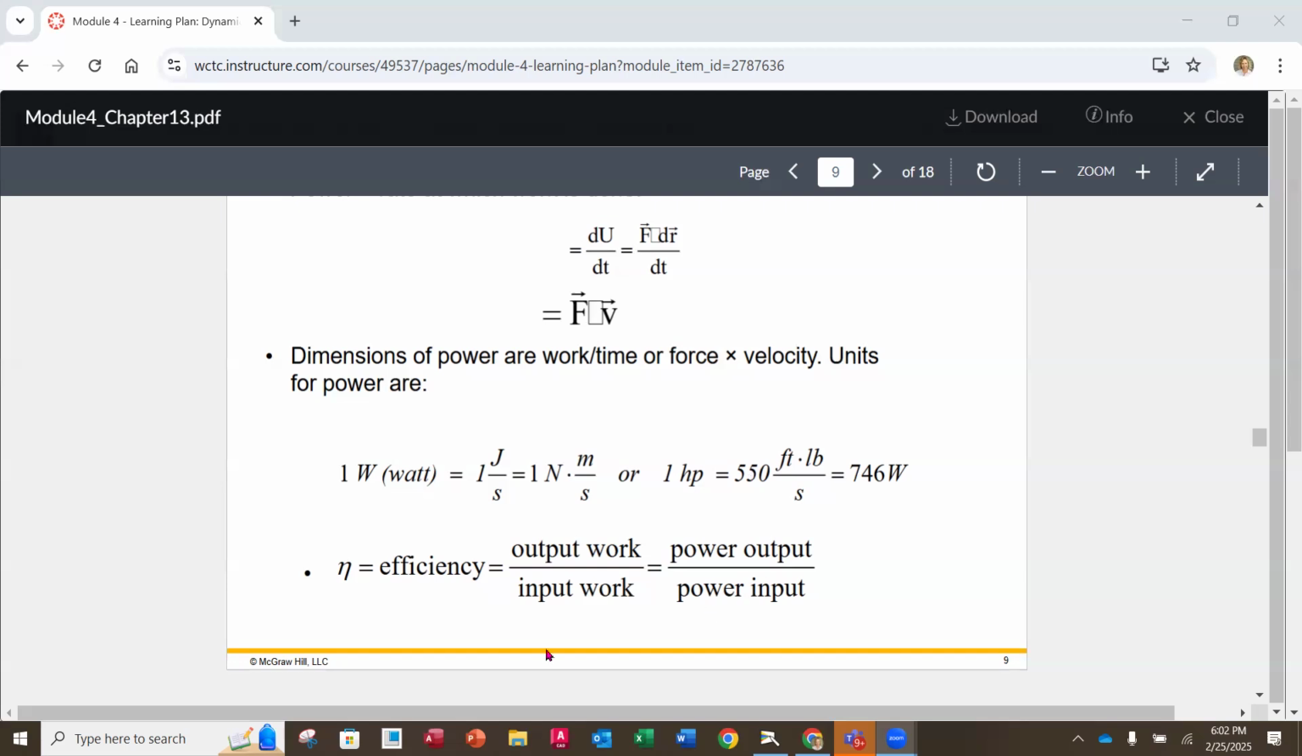And then efficiency is going to come up in our practice problems today, and then also our application problems, where we look at efficiency, which is the total output work or power divided by the input work or power that we put into the system.